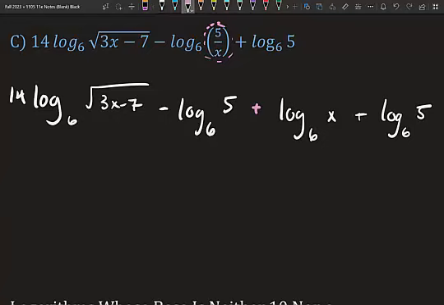So the reason why this symbol right here turned into a plus is because we have the minus. This is minus this log argument. So minus and minus turn to positive. That's why it became plus log 6, because it was minus minus.